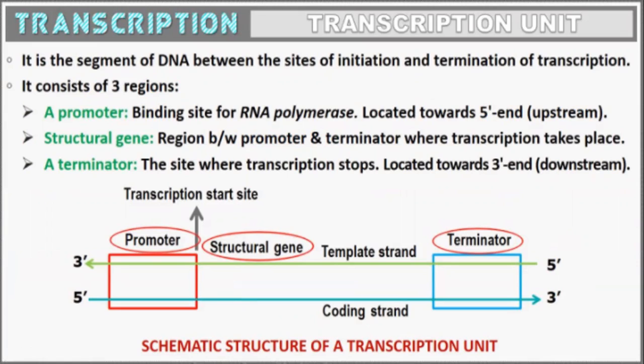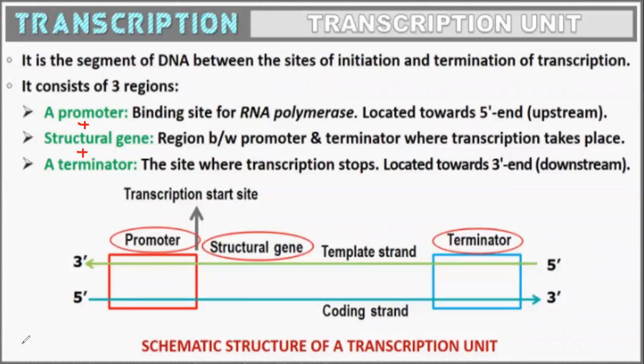Transcription unit. Transcription unit is the segment of DNA between sites of initiation and termination of transcription. So what is a transcription unit? A transcription unit is a combination of P site, that is the promoter site, structural gene, and T site, or the terminator site. The combination of P site, structural gene, and T site together forms a transcription unit.